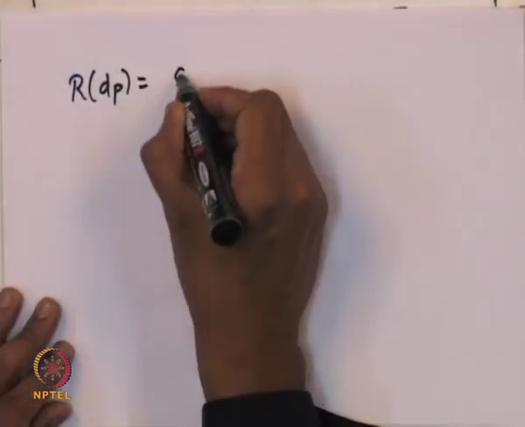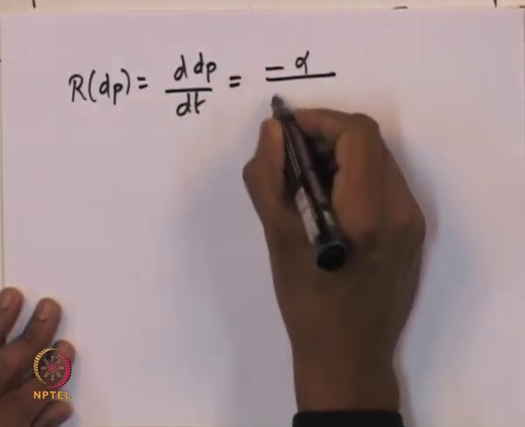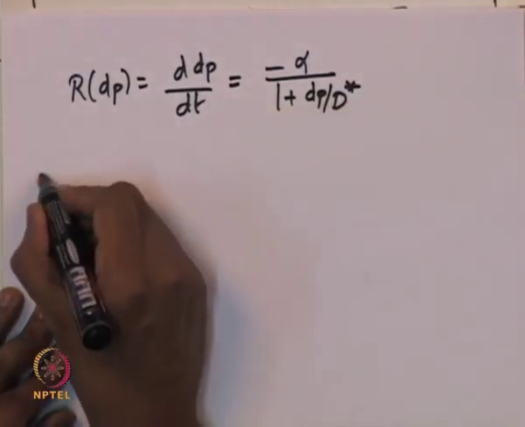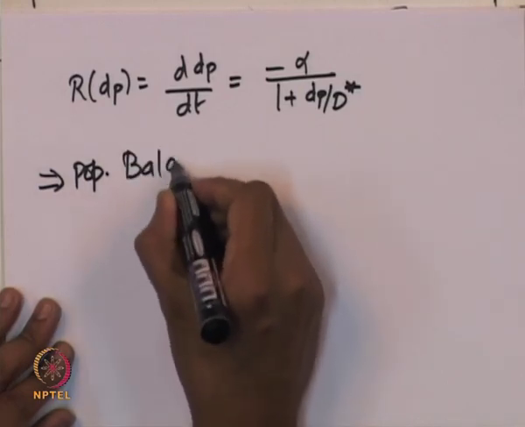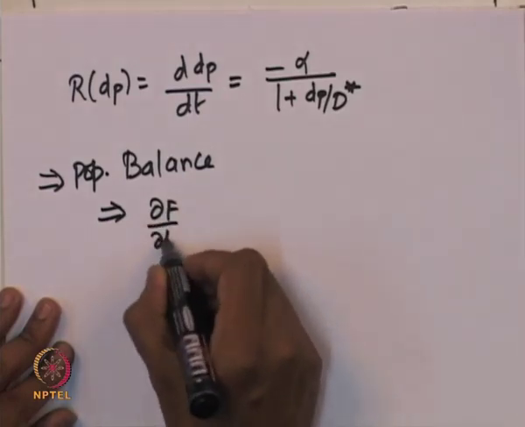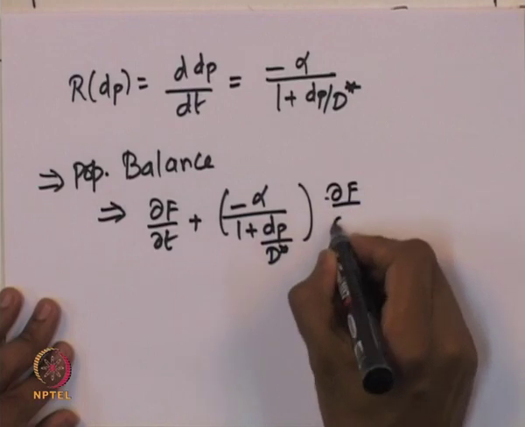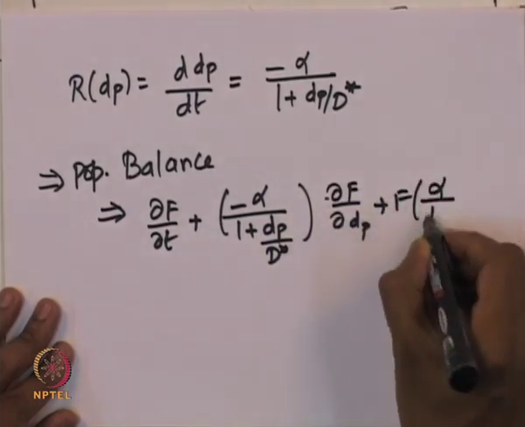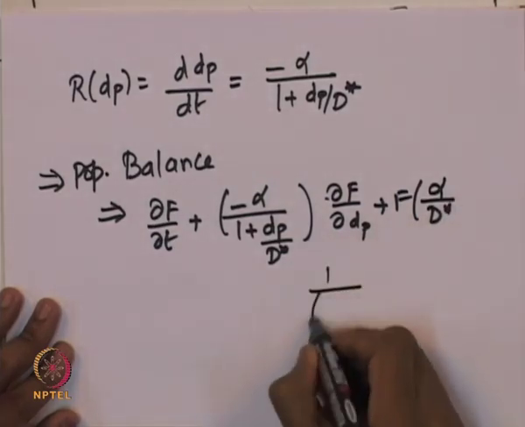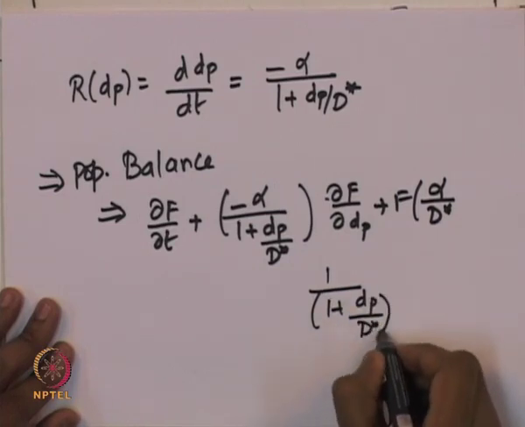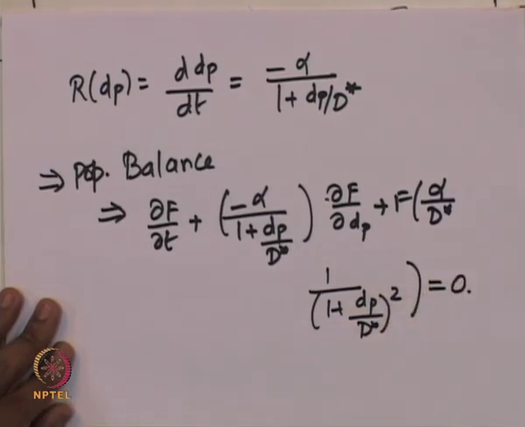So, plugging that into the expression, we will find that the rate of rdp is equal to minus alpha by 1 plus dp by d star. And so, the population balance will be df by dt plus minus alpha by 1 plus dp by d star into df by d dp plus f into alpha by d star into 1 by 1 plus dp by d star the whole square, that is equal to 0. So, that is the expression for the population balance that actually captures how the dynamics of this distribution changes with time, how the distribution changes with time.